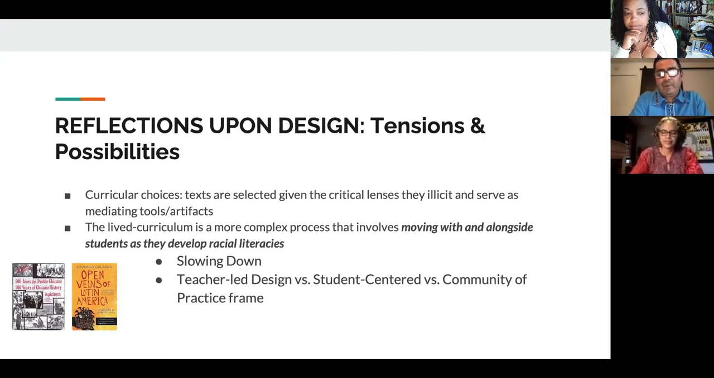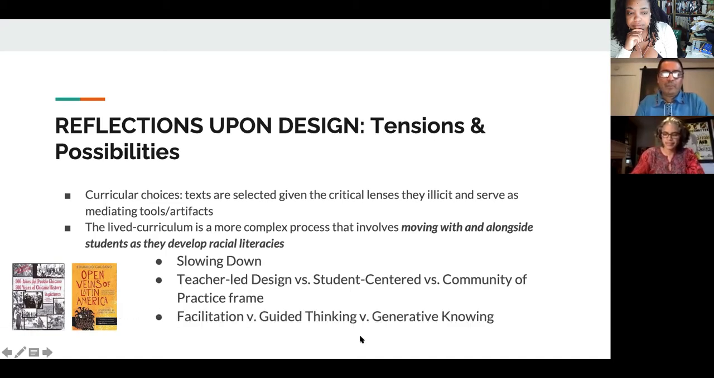There are also these tensions that emerge between teacher-led design versus student-centered versus community of practice frames. I, for one, have seen how words like facilitation seem to be taken as synonymous with student-centered, but I've also had conversations with other folks who have apprenticed me to think about the expertise we bring. And facilitation needs some form of guided practice. Otherwise, we can spin in circles asking, what would you like to learn? But what are the actual goals that I bring as a teacher? And what are the kinds of things that I would like to develop? And making those explicit, but also being open as we move with students to shift and change.